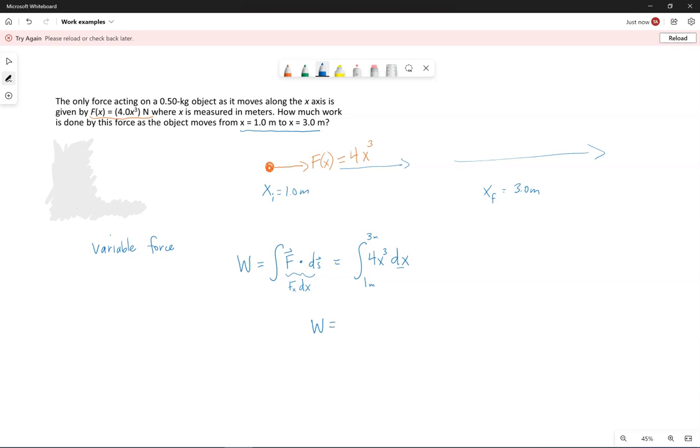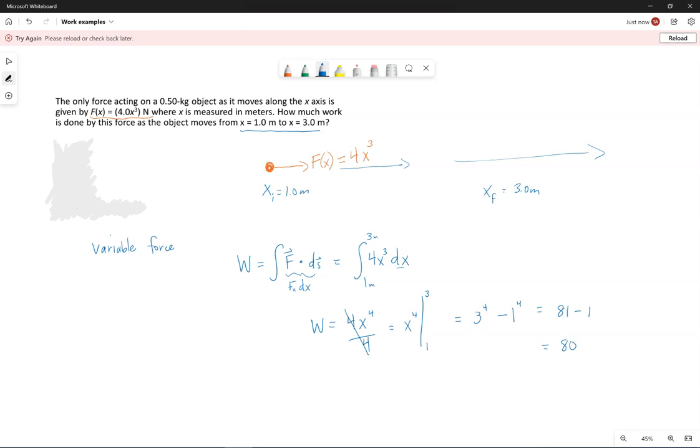So the work will be, let's see, x cubed becomes x to the fourth over 4. So x to the fourth, and we need to evaluate that between 1 and 3. So 3 to the fourth power minus 1 to the fourth power. Grab my calculator. 3 to the fourth power is 81, minus 1, so 80.